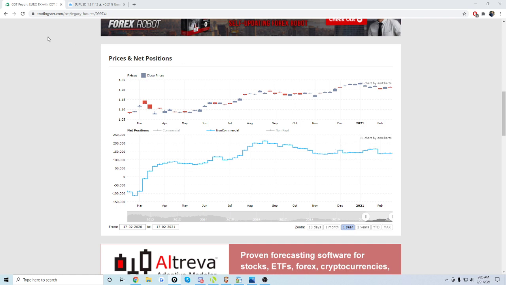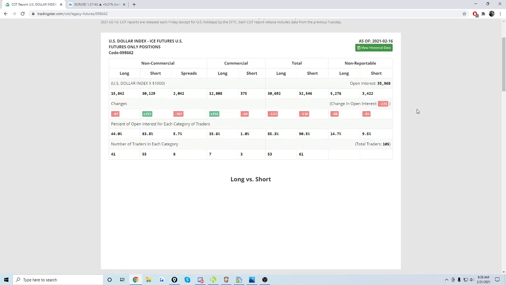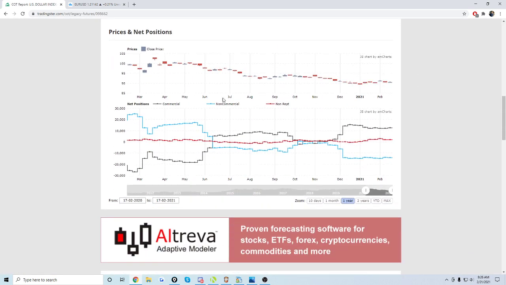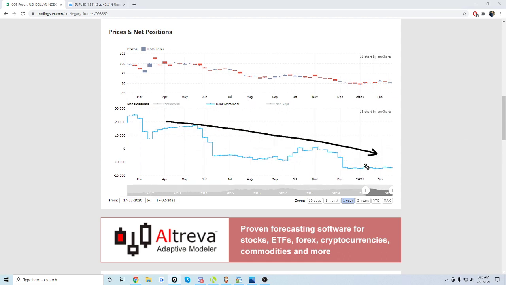But if we just go really quick back to the US dollar, however, and we scroll down here a little bit, you can see that the non-commercials on the US dollar have been pretty short. This right here is just one component to why I have a bullish bias on the Euro USD.